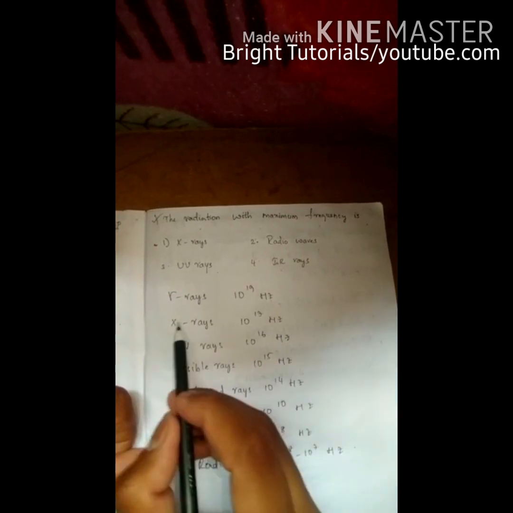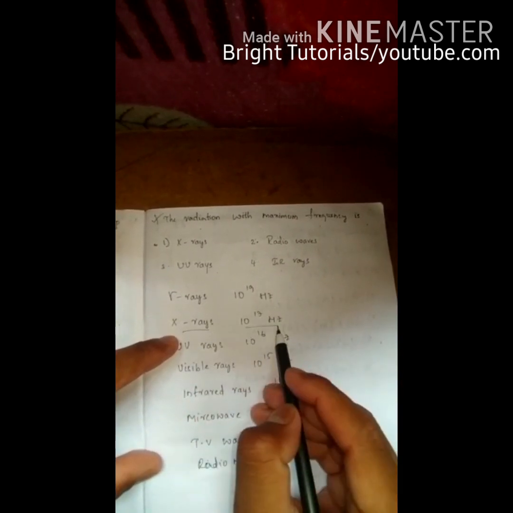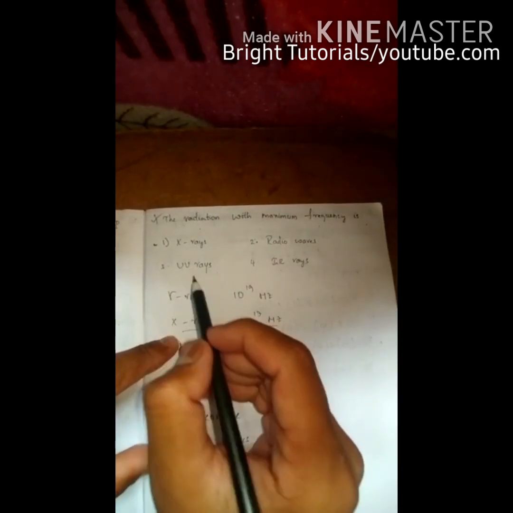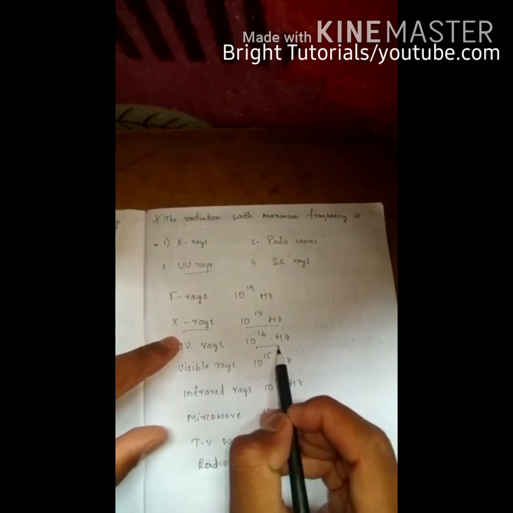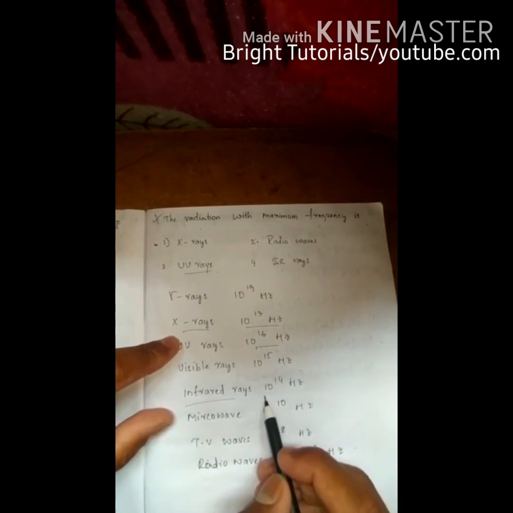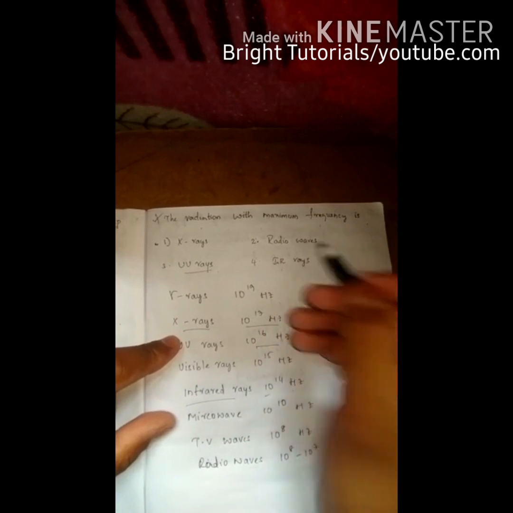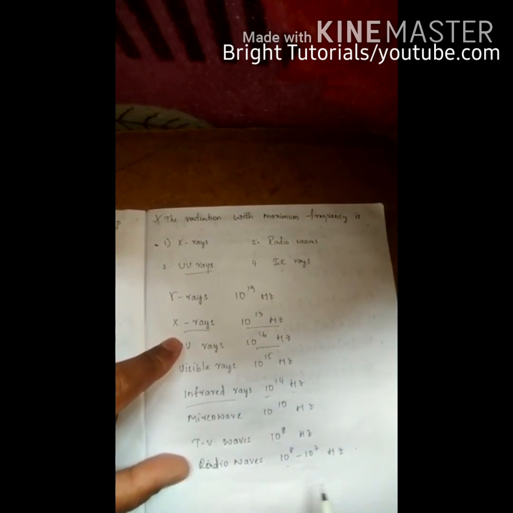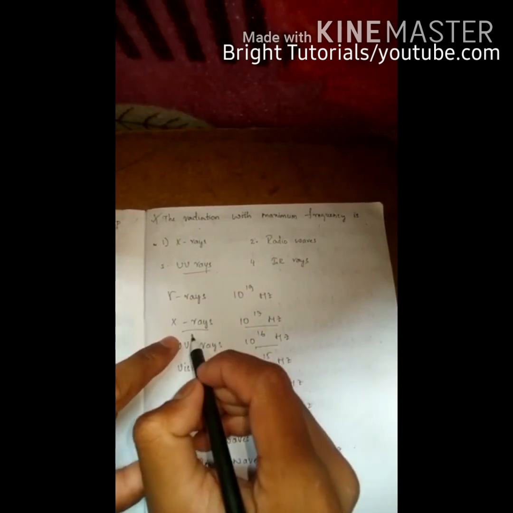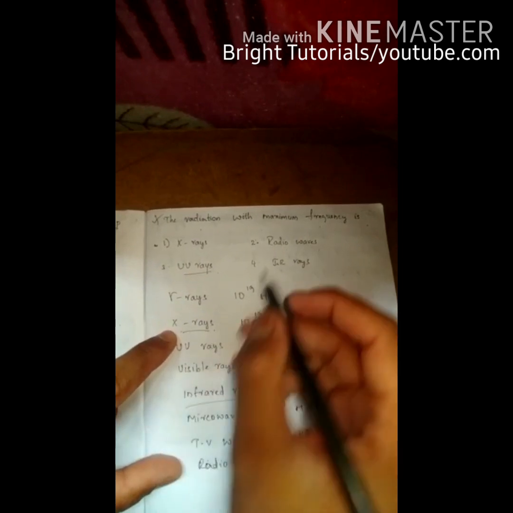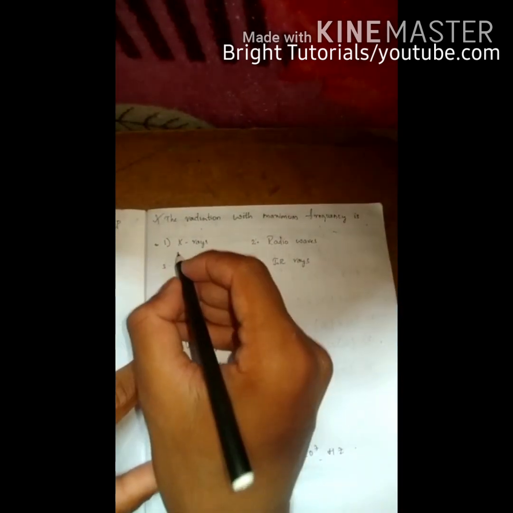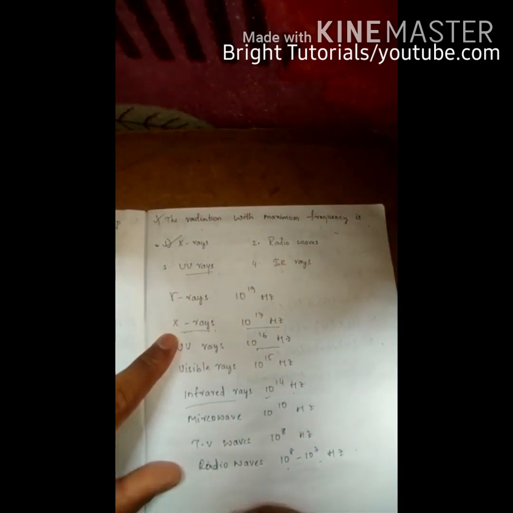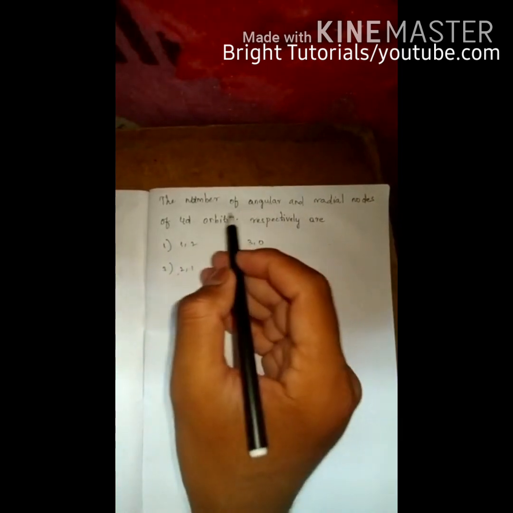So we can see that here X-rays have 10 to the power of 17 hertz, while UV rays have 10 to the power of 16 hertz, IR rays have 10 to the power of 14 hertz, and radio waves have 10 to the power of 8 to 10 to the power of 7 hertz. So automatically X-rays have the highest frequency. So the answer is X-rays.